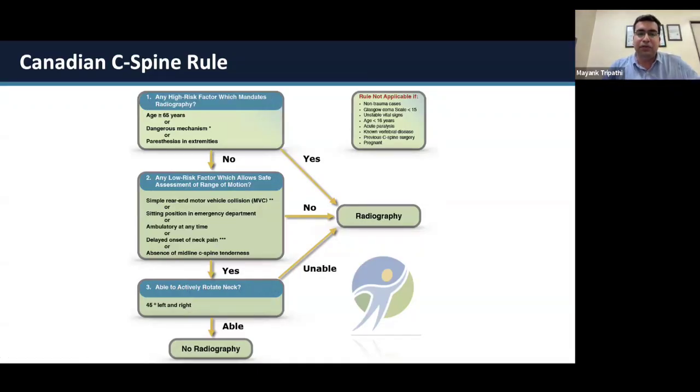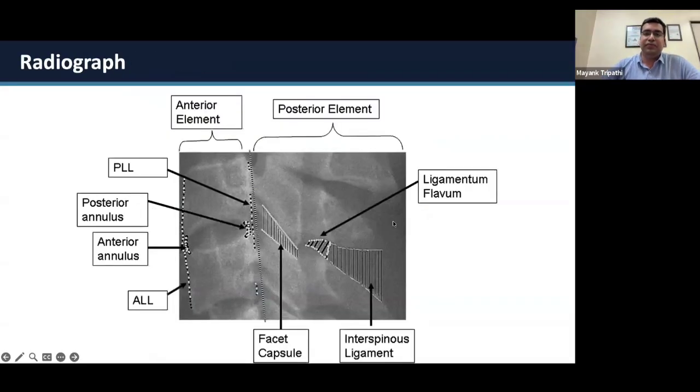if the patient is able to actively rotate the neck, like if the patient is able to move the neck 45 degrees left or right. If the patient is able, there is no need of radiological imaging, but if the patient is unable to move the neck, then we go for radiological imaging.